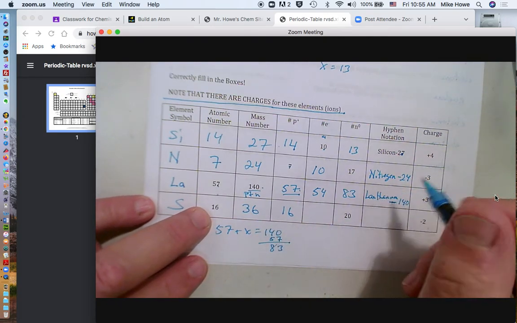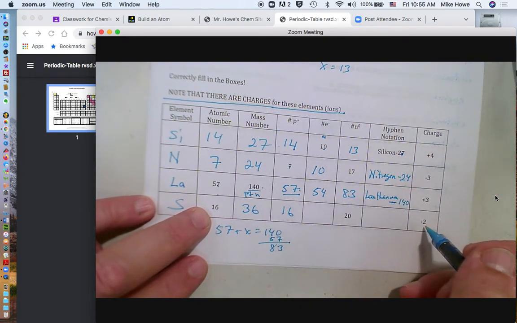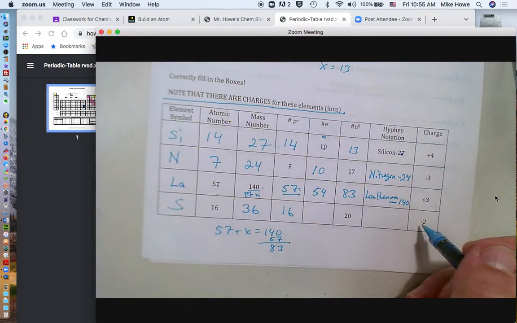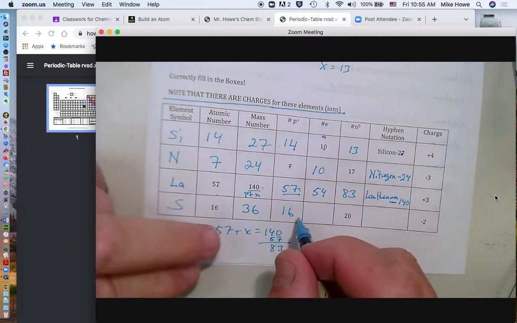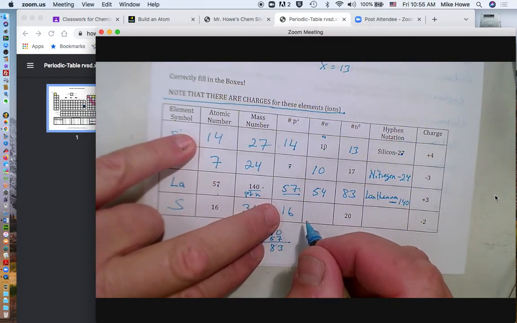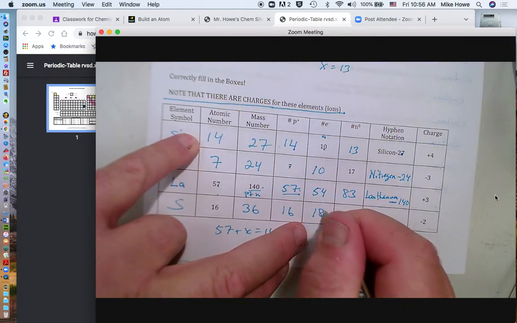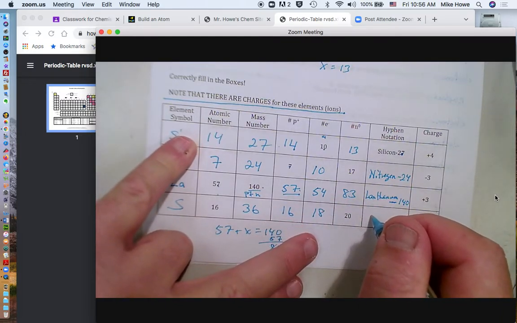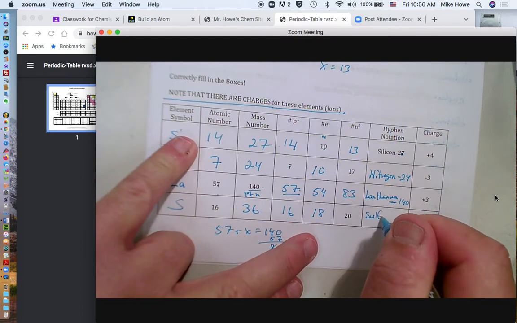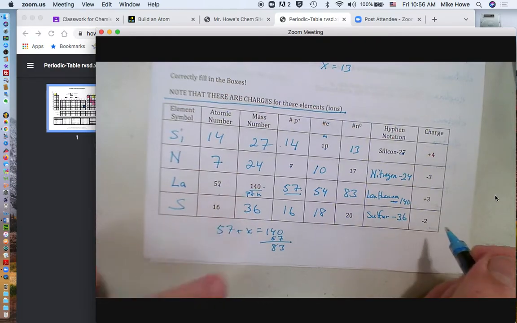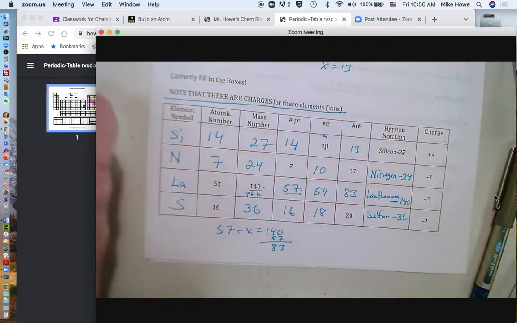The electrons equal the protons unless there's a charge. Oh, but there is a charge. It's a negative charge. Does that mean you've lost or gained electrons? You gained. 16 protons would normally equal 16 electrons in a neutral atom. This is -2, so I've gained 2 electrons, and that would be 18. The hyphen notation would be sulfur-36, so the mass number is 36. All right, I'll stop there on this video.